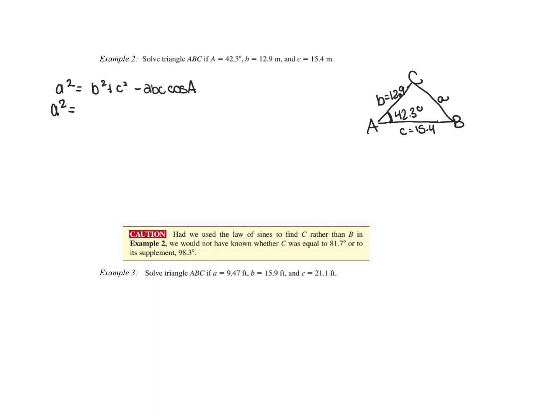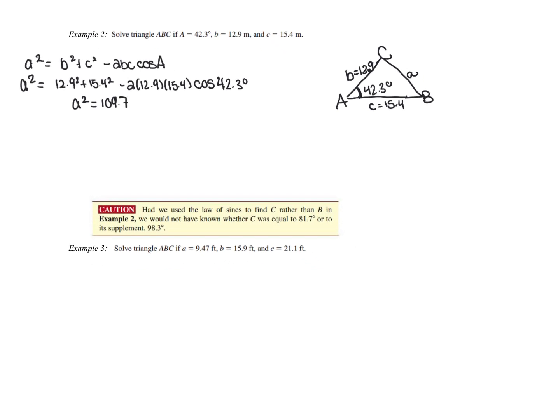A squared equals 12.9 squared plus 15.4 squared minus 2 times 12.9 times 15.4 cosine of big A, which is 42.3 degrees. Make sure you're in degrees, and then you can type it all in the calculator or do it piece by piece. But you should come out with a squared, not the square root yet, just a squared equals about 109.7. So when you square root that, a is going to equal about 10.47.